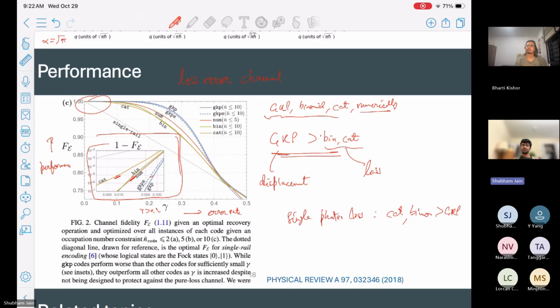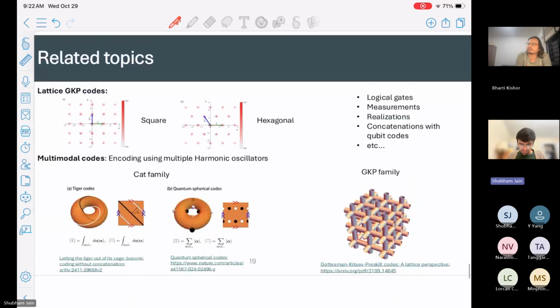formally rigorous codes which protect against these loss channels or the error channels on paper, or they protect against these error channels exactly. The approximate error correction performance becomes quite important when we're actually working with these codes in the lab. So yeah, that was mostly about the constructions and what I wanted to say.